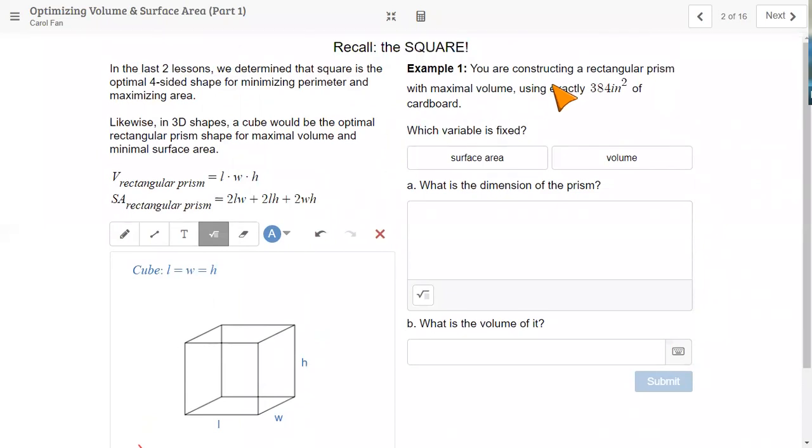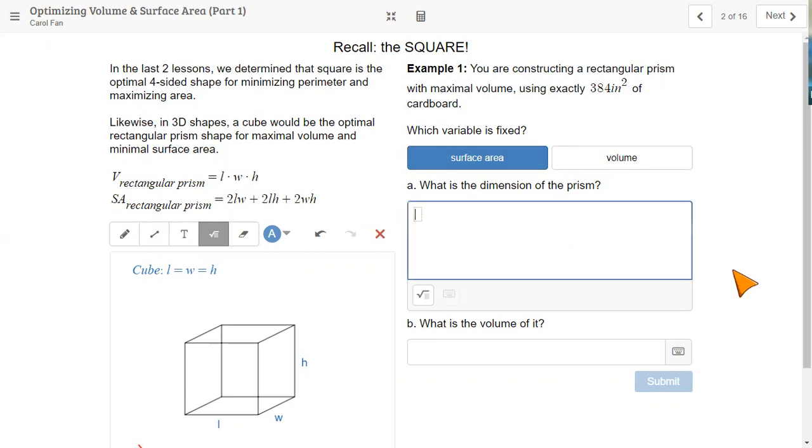So let's use example 1 here. You're constructing a rectangular prism with maximal volume using exactly 384 inches squared of cardboard. Which variable is fixed? Now you see that this is inches squared. And when we have a unit that is inches squared, we know that it is an area because this is in 2 dimensions. It's not volume because volume would be cubed. So I know that surface area is fixed. So what's the dimension of the prism?